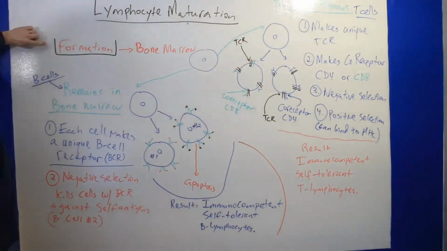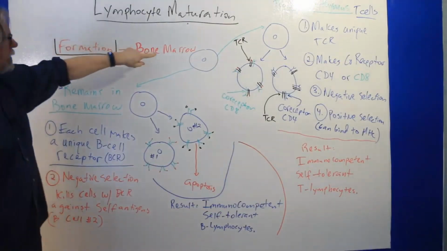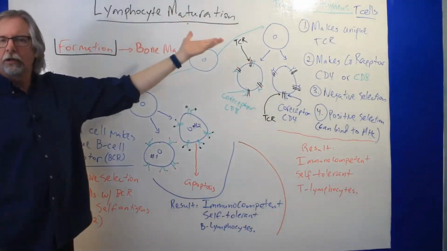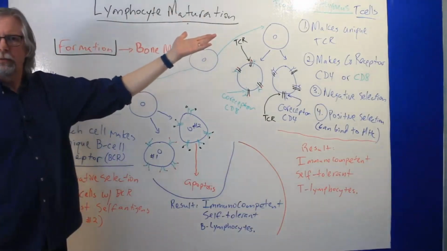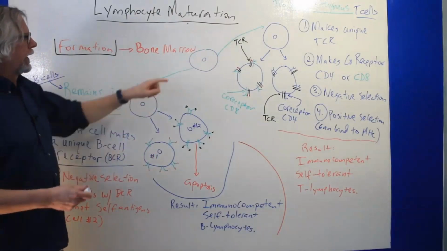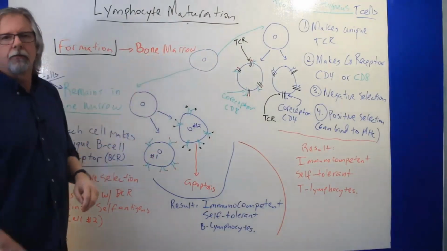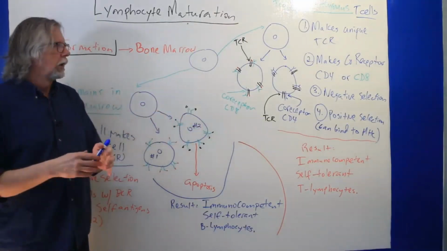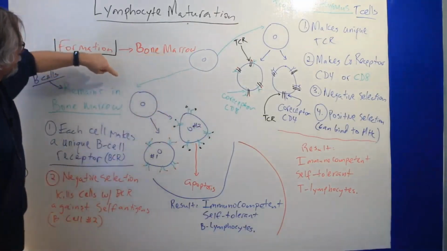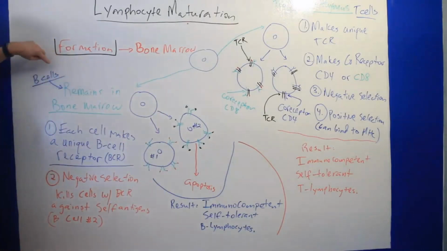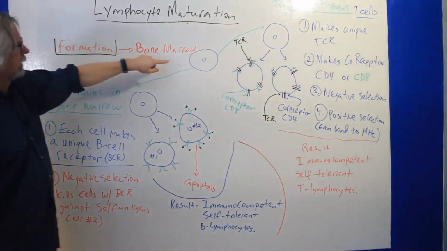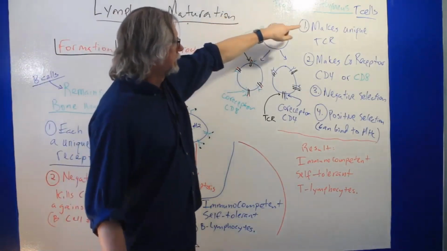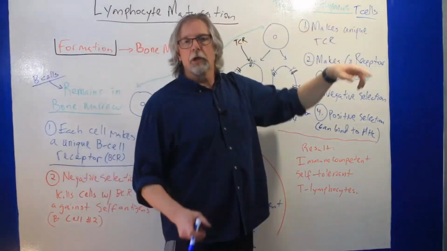First of all, formation happens in the bone marrow. This is a generic lymphocyte that comes out of the bone marrow, or when it's first formed anyway, and it could become either a B cell or a T cell. If it remains in the bone marrow, it's going to become a B cell. If it leaves the bone marrow and travels to the thymus, it's going to be a T cell.